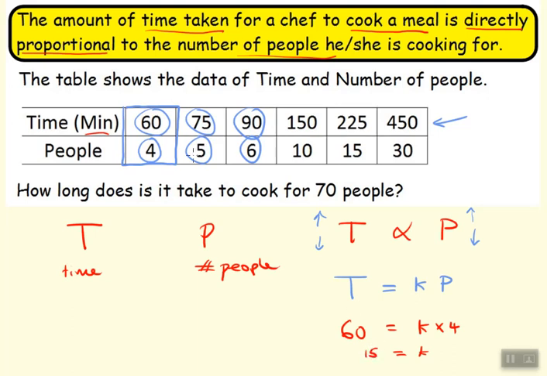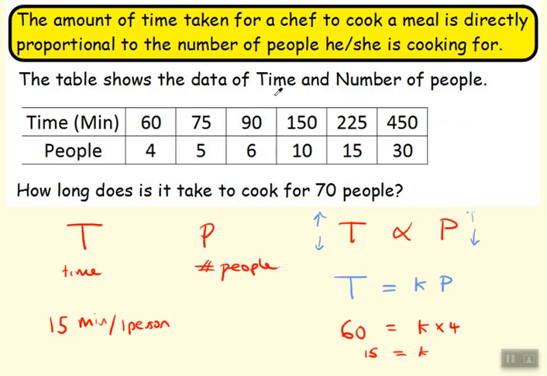Now you can think about this in a logical way. That 15 is the proportional factor that connects T and P together, and it's how many minutes it takes to cook for one person. So if you look at it logically, if you've got 10 people, 10 times 15 is 150 minutes. That's how long it would take to cook for 10 people.